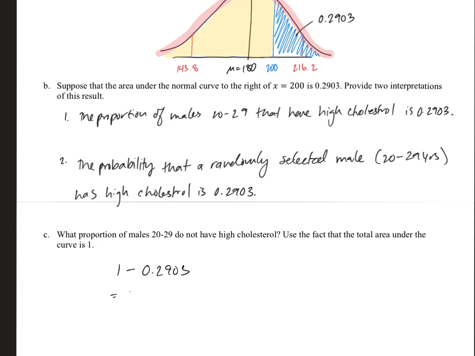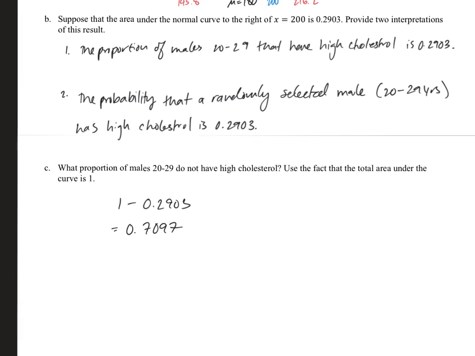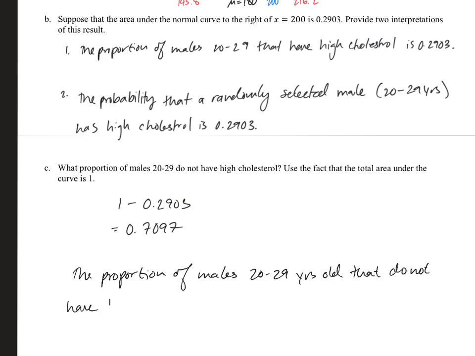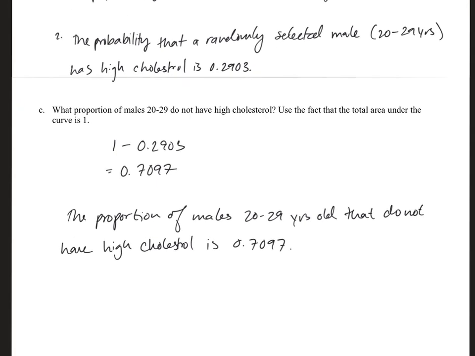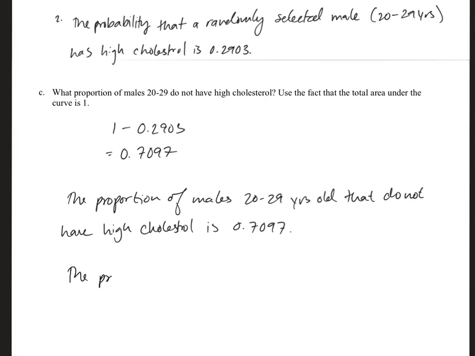Is 0.7097. And what does this result mean? Well, we could interpret it using either one of these options. Let's go with the proportion. So the proportion of males 20 to 29 years old that do not have high cholesterol is 0.7097.